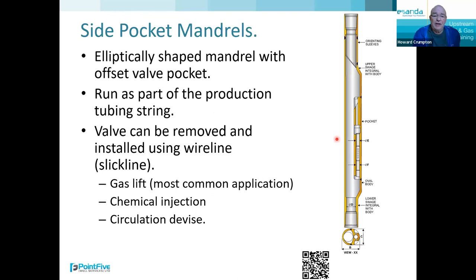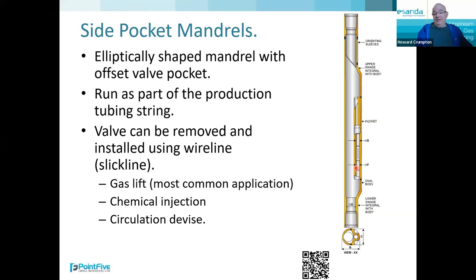Side pocket mandrels are a mandrel that's run as part of my production tubing. These are very, very widely used. The most common application is for gas lift. If I have a side pocket mandrel, inside the mandrel is a valve pocket, and I can place a valve in that pocket. That valve can be set or recovered from that mandrel when it's in the hole, again using wireline.